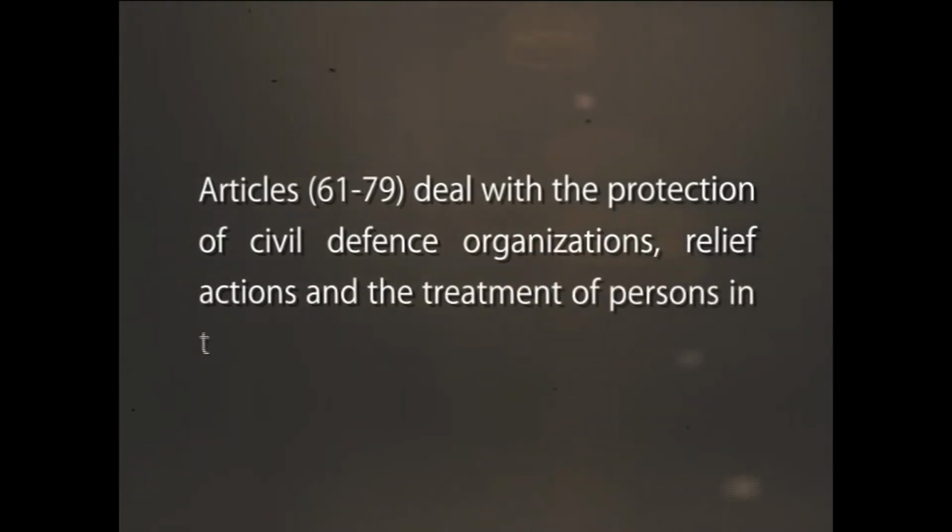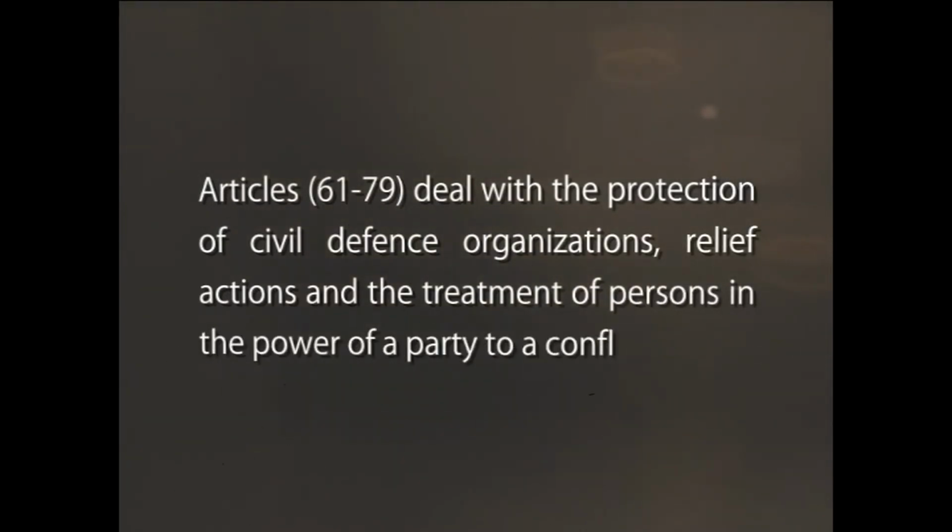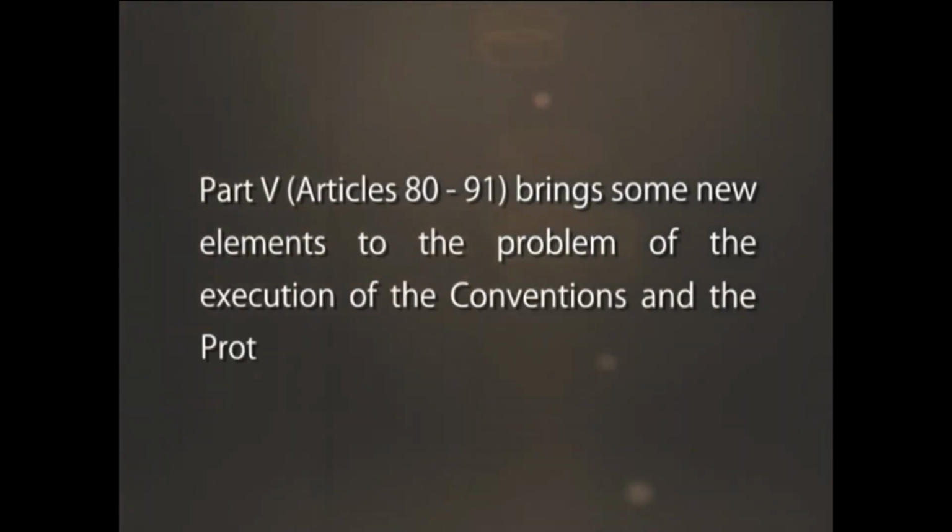Articles 43 and 44 give a new definition of armed forces and combatants. They contain a definition of military objectives and prohibition of attack on civilian persons and objects. Further, Articles 61 to 79 deal with the protection of civil defense organizations, relief actions, and the treatment of persons in the power of a party to a conflict. Part 5, Articles 80 to 91, brings some new elements to the problem of the execution of the Convention and the Protocol.